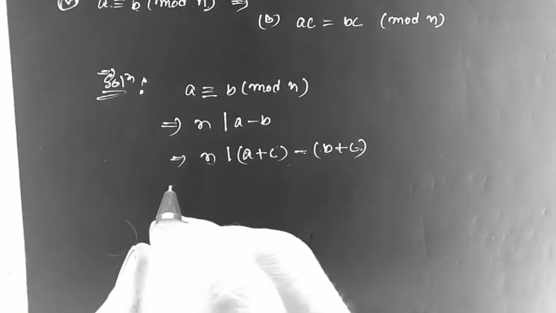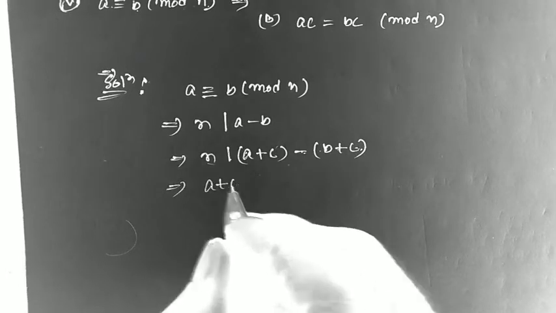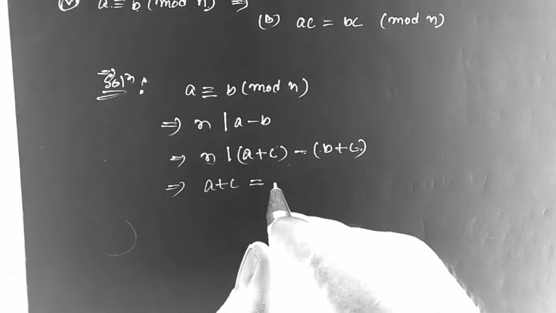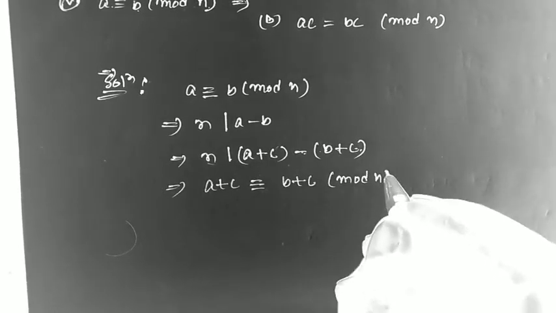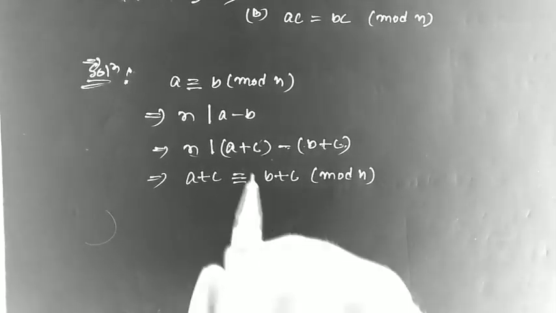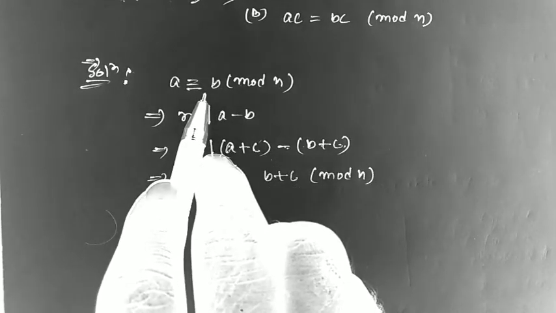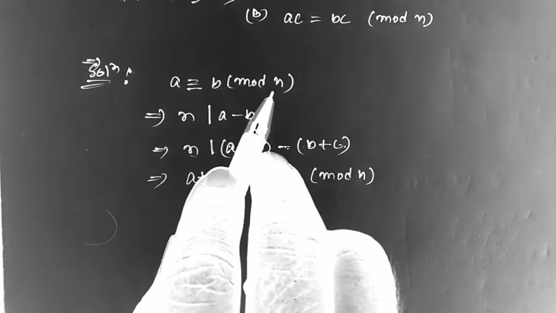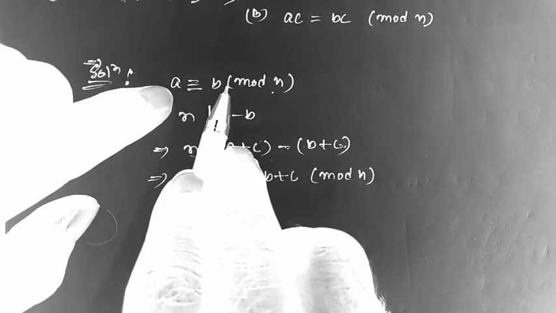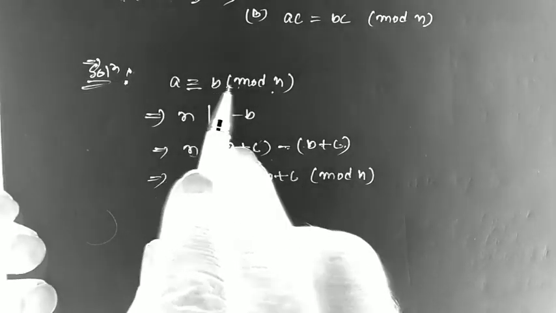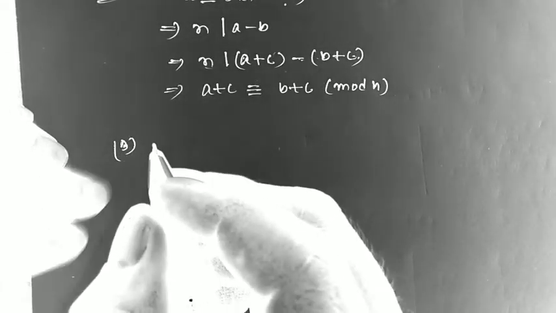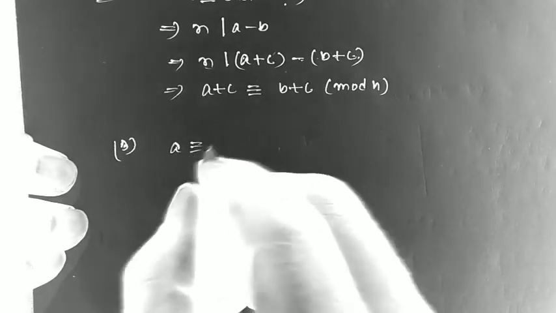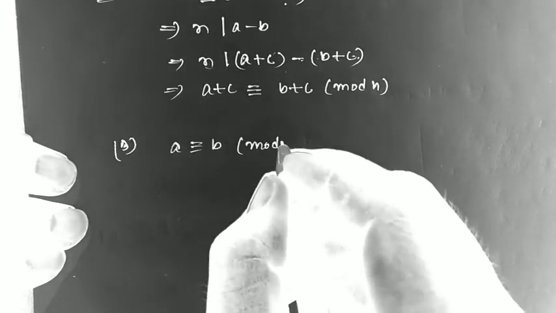So from this line what can we write? a plus c is congruent to b plus c with mod n. That means if two numbers are congruent with a fixed number, then if we add the same number to both sides, those numbers are also congruent to each other.